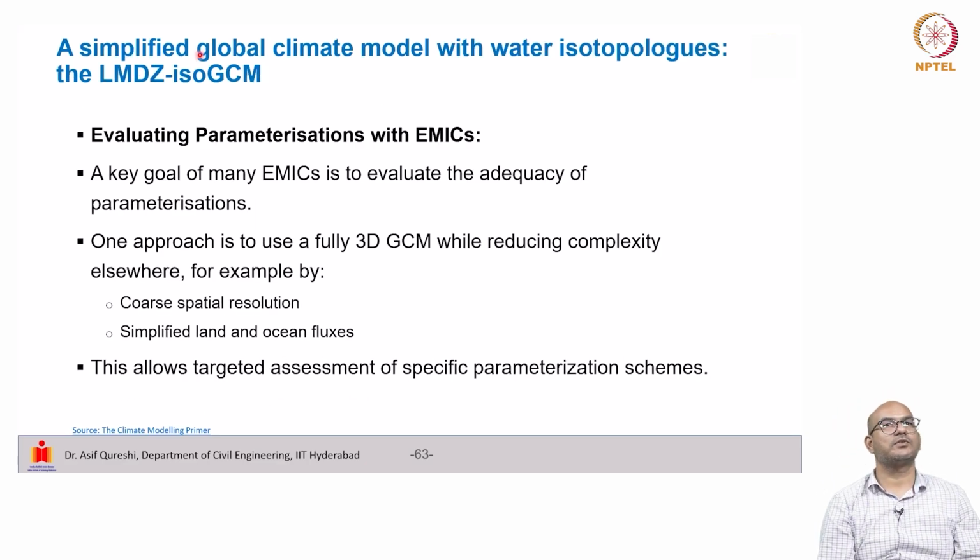Then we have also some simplified global climate models with water isotopologues. One of them is LMDZ ISO-GCM. Now, a key goal of many EMICs is to evaluate the adequacy of parameterizations. So, one approach is to use a fully 3D GCM while reducing complexity elsewhere, for example, by having a coarser spatial resolution or simplifying the land and ocean fluxes. This allows for a targeted assessment of the specific parameterization schemes.